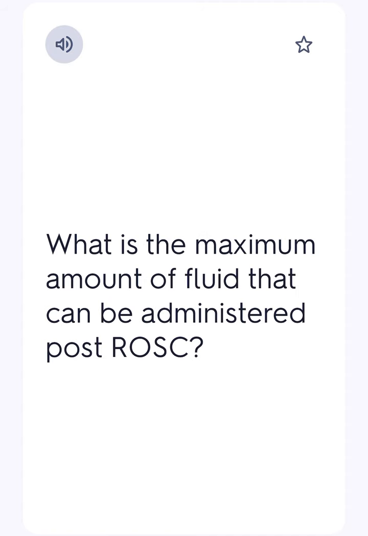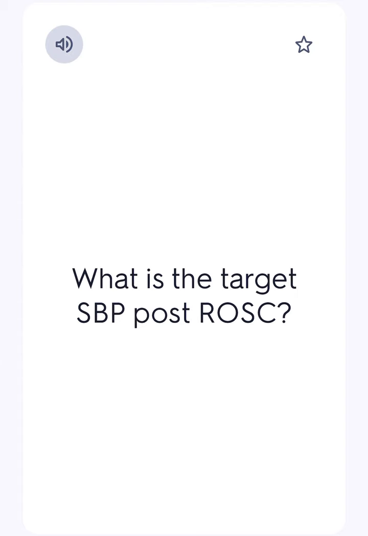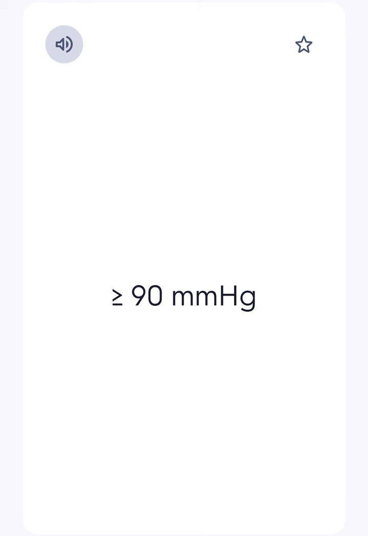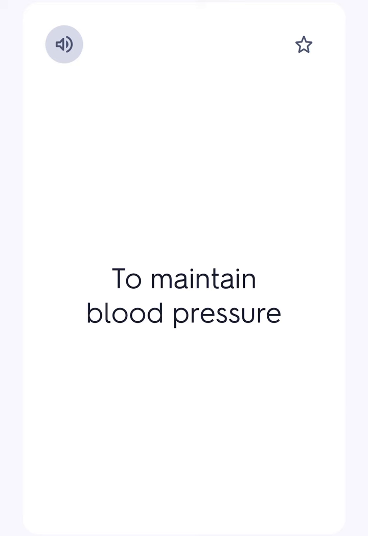What is the maximum amount of fluid that can be administered post-RUSC? 1000 milliliters. What is the target SBP post-RUSC? Greater than or equal to 90 mmHg. What is the purpose of fluid therapy post-RUSC? To maintain blood pressure.